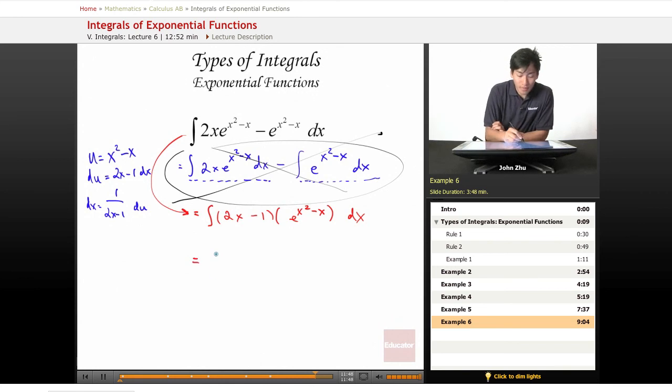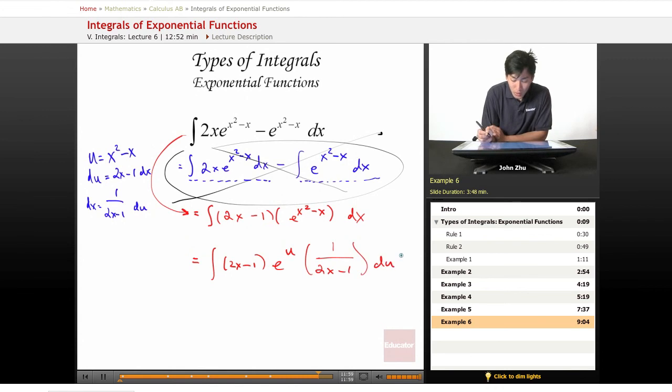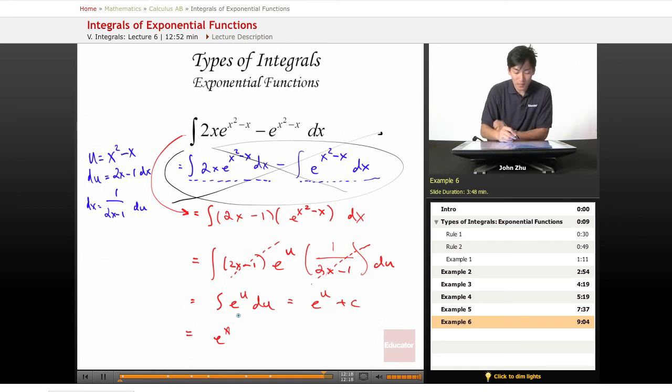So let's go ahead and try to substitute our u in, e to the u times 1 over 2x minus 1 du. Well, these two terms cancel out, leaving us with e to the u du, which we know is e to the u plus c. And if we substitute everything back in, e to the x squared minus x plus c.